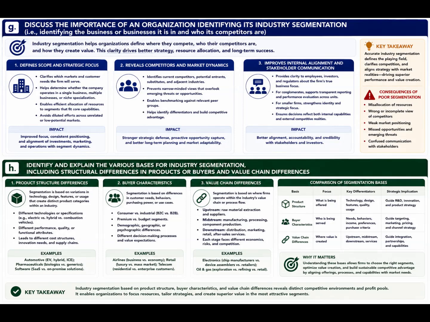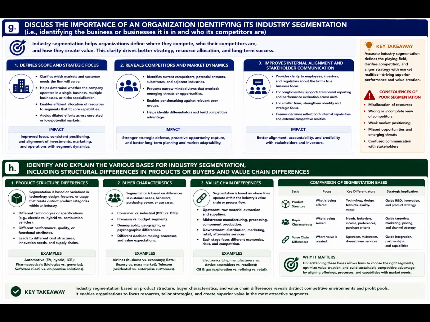H. Identify and explain the various bases for industry segmentation, including structural differences in products or buyers and value chain differences. Industry segmentation can be based on structural differences in products or services, such as variations in quality, features, technology, pricing models, or customization levels. Products may serve fundamentally different needs even within the same broad industry. For example, premium versus budget offerings may require distinct production processes and marketing approaches. These structural differences influence cost structures, customer expectations, and competitive positioning, making it important to analyze segments separately rather than assuming uniform industry characteristics.